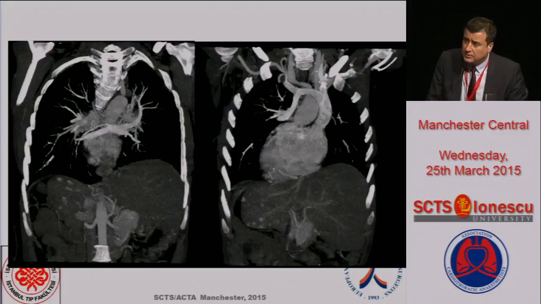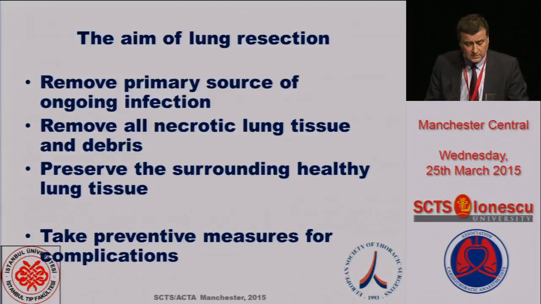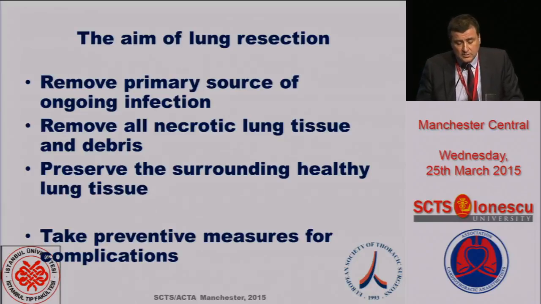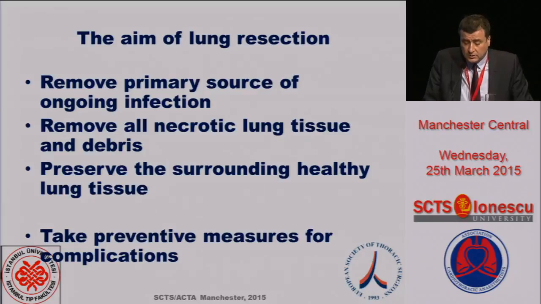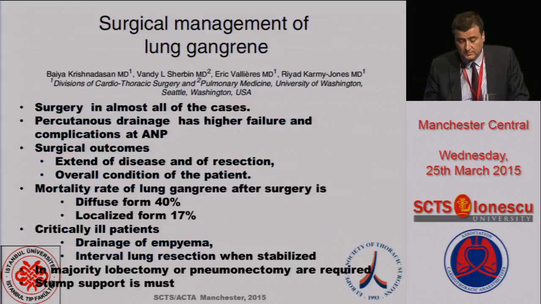We revised the patient and divided this vessel and reanastomosed it to the left atrium, but it did not work. The lung still needed to be resected, but we lost this patient. The aim of lung resection is to remove the primary source of ongoing infection, remove all necrotic lung tissue and debris, and preserve the surrounding healthy lung tissue and take preventive measures for the complications.